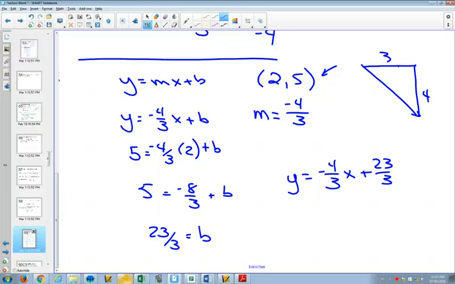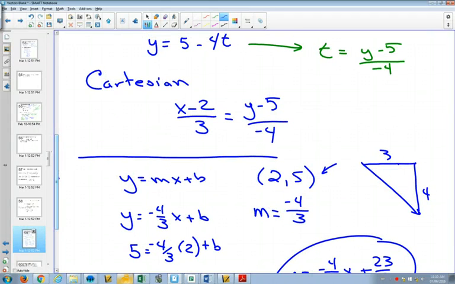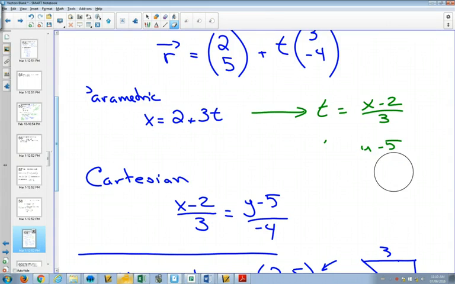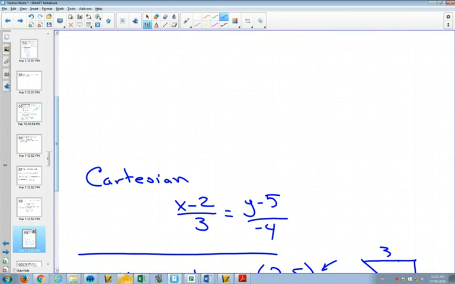So here's our equation of line, y equals mx plus b. If we wanted to get that equation of a line from what we did with vectors, our Cartesian form could do that. If you multiply both sides by -4 and 3, basically to cross multiply, you get -4x plus 8 equals 3y minus 15.